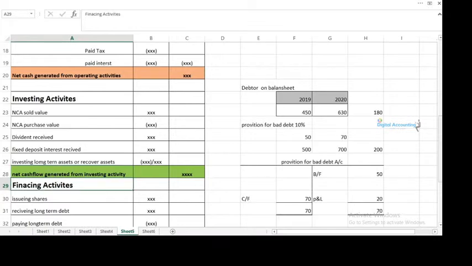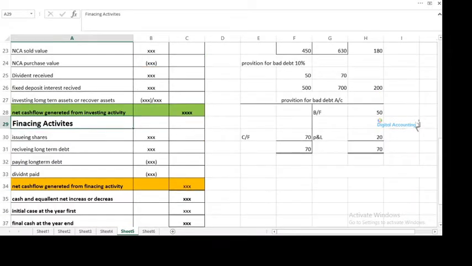You can go for the financing activity, right? Financing activity is the part about getting funds for the organization and releasing funds from the organization. For example, receiving shares: the company issues shares to the shareholders, the shareholders pay money for the shares, so the money comes to the organization, therefore cash inflow. Debt, so any bank loan or any other long-term debt that you receive, that is a cash inflow.